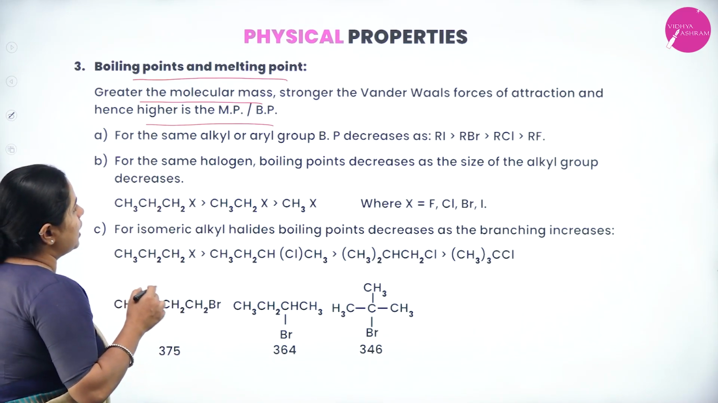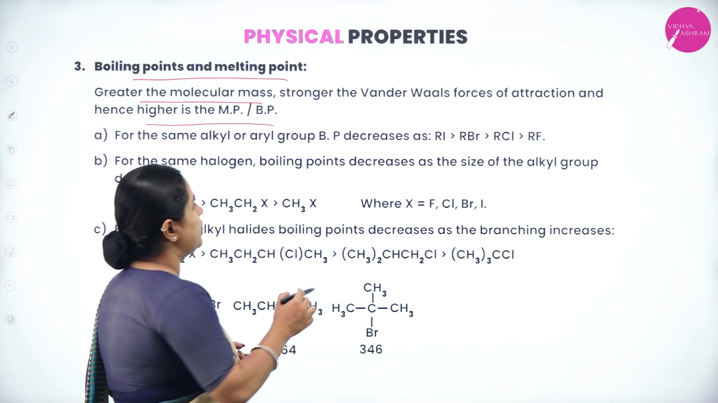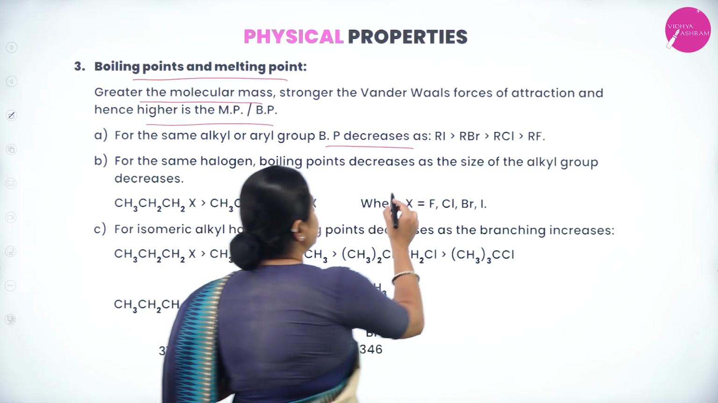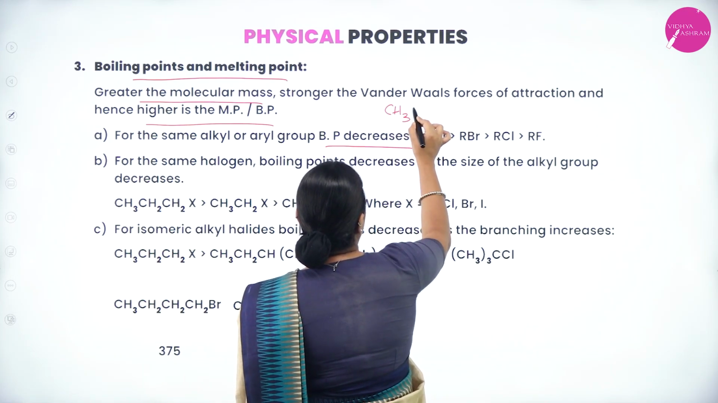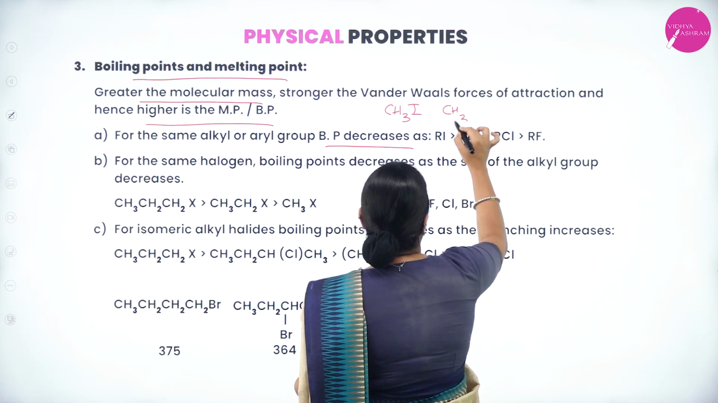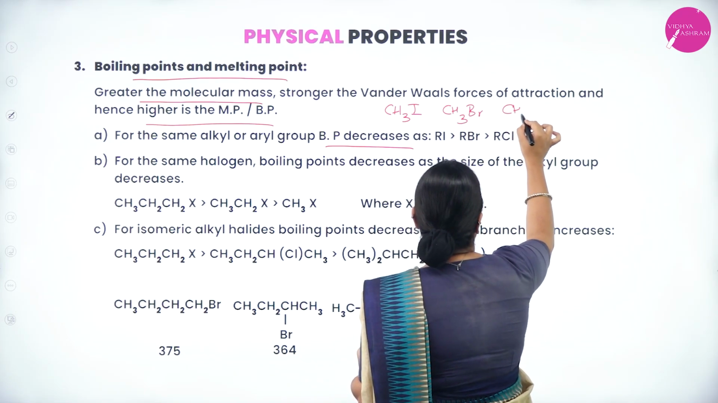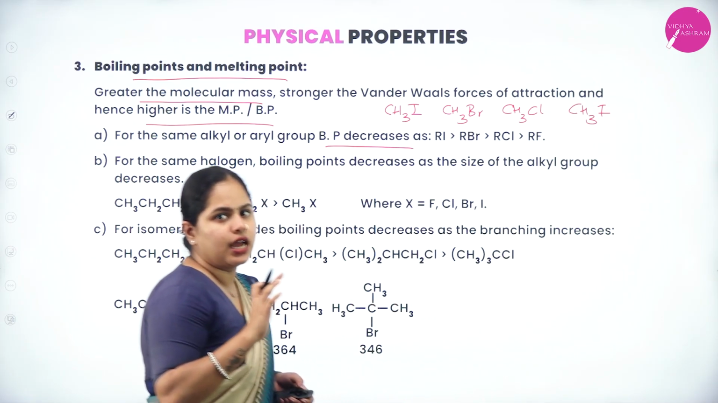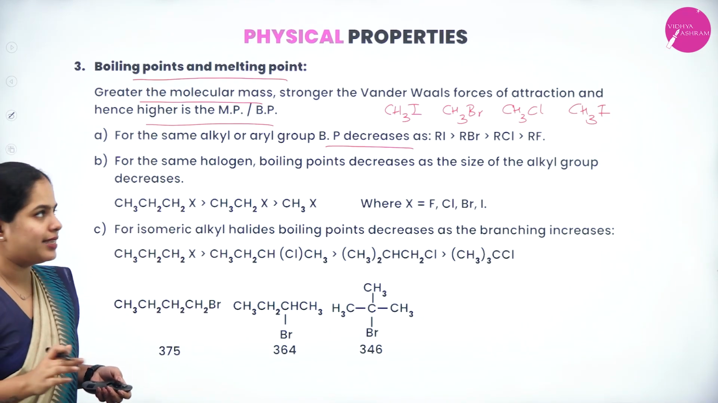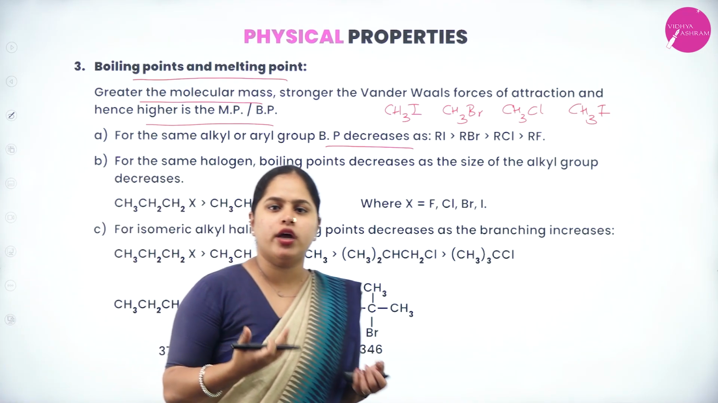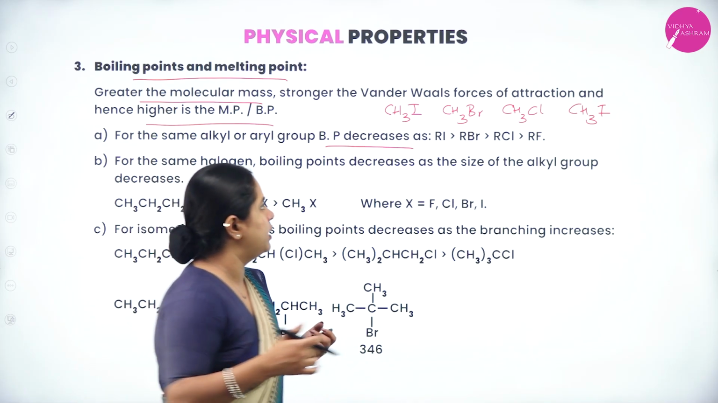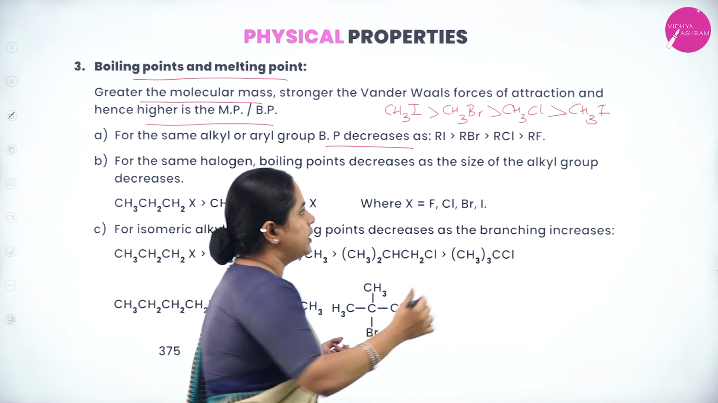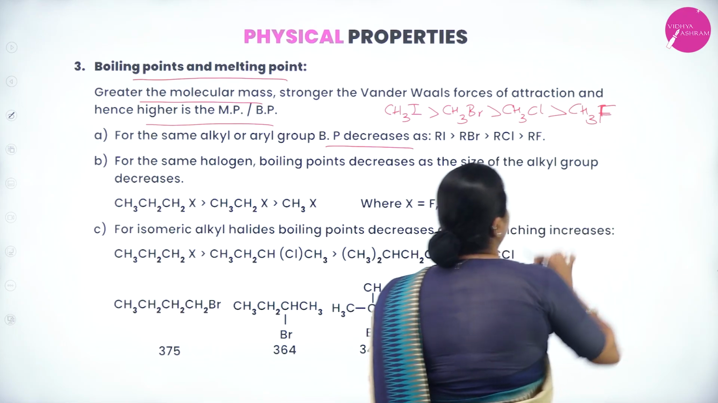Now the next point: for the same alkyl or aryl group, that means if the alkyl group is the same, let us take the alkyl group as methyl. So if I have methyl iodide, methyl bromide, methyl chloride and methyl fluoride, which will be the order of their boiling points? The decreasing order will be methyl iodide, methyl bromide, methyl chloride, and in the end you will have methyl fluoride.